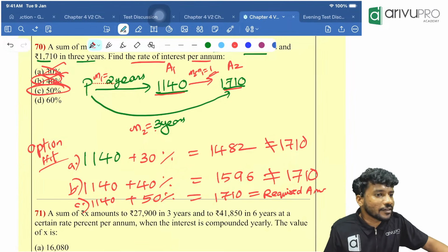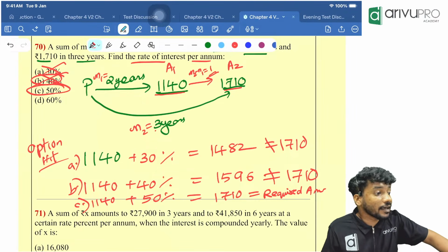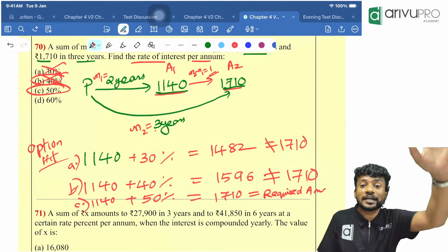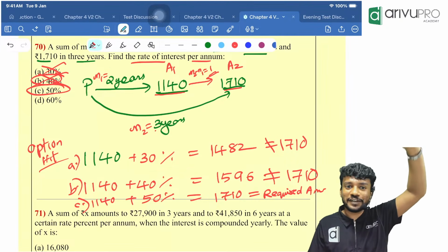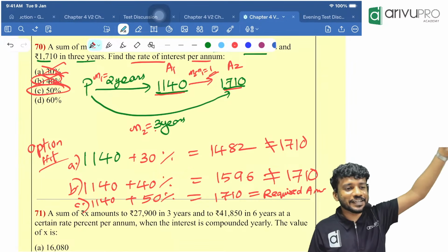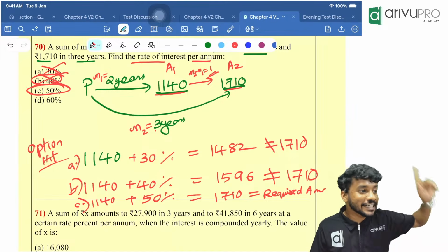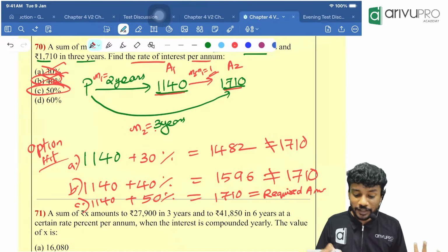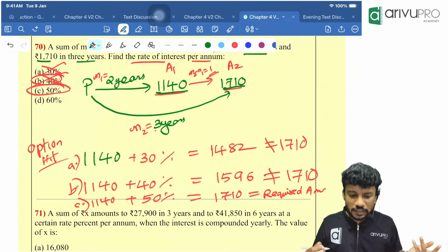Understood the method? Whenever they are giving the principal and two different amounts and they are asking for the rate percentage, it means direct. If you remember in SI, first we need to find SI for 1 year, then we need to find the principal. Then SI divided by principal into 100 will give us the rate percentage. Here it is very easy. Everyone understood till here?